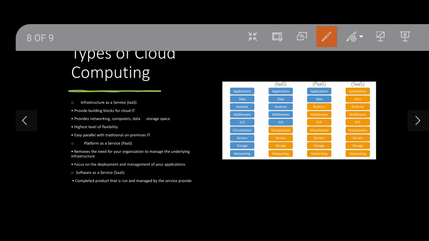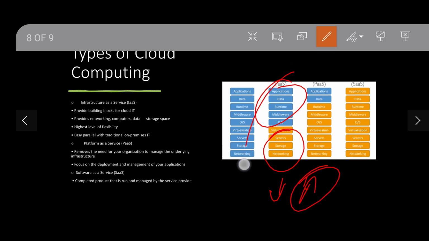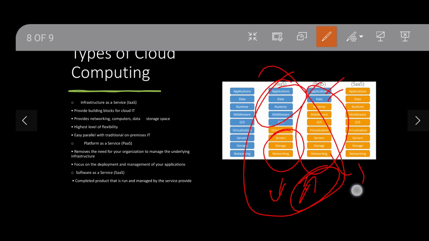Types of cloud computing. There are three types of cloud computing: infrastructure as a service, platform as a service, and software as a service. In infrastructure as a service, the application, data, runtime, middleware, and operating system are managed by the user, and virtualization, server, storage, and network are managed by the provider. In platform as a service, the application and data are managed by the user and everything else is managed by the cloud. In software as a service, everything is managed by the cloud.